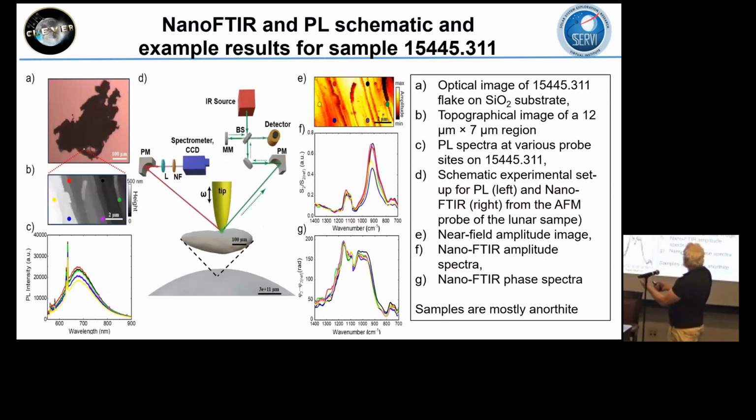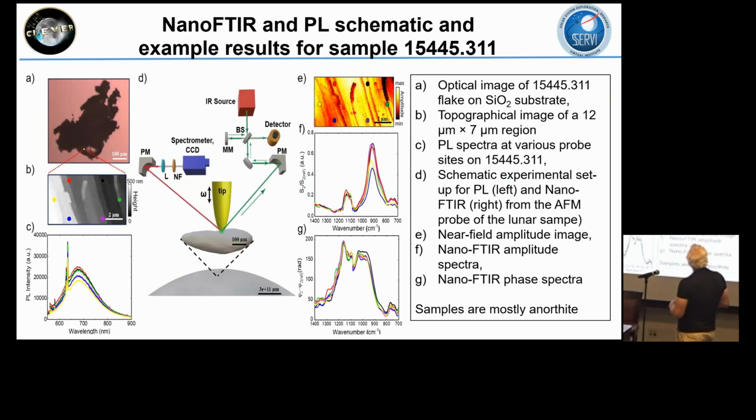So on the top here, on the left, is the optical image of the Apollo 15 sample on a silicon oxide flake on a substrate. This is 100 microns. This is a very small region of it. This is the atomic force topographical map. And the colors here only represent different spots. And you can see you can get a pretty similar photoluminescence spectra on many different areas within this interrogation zone.